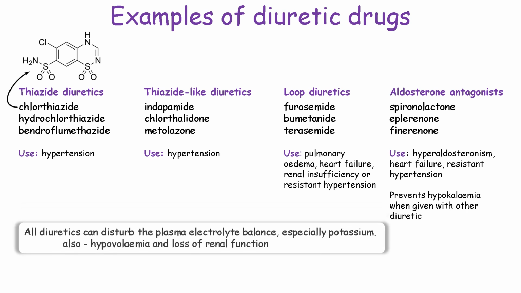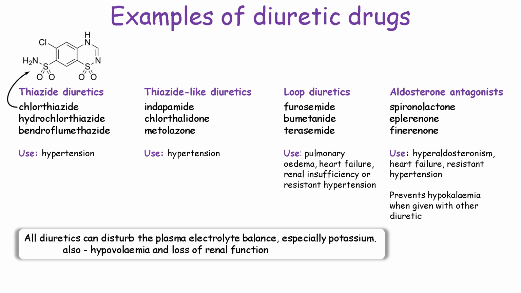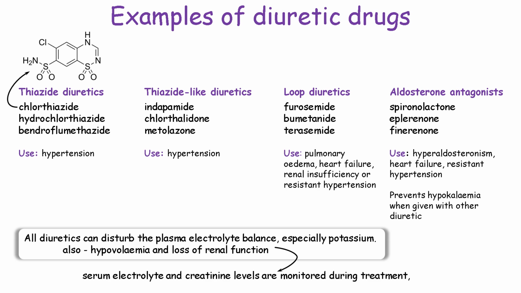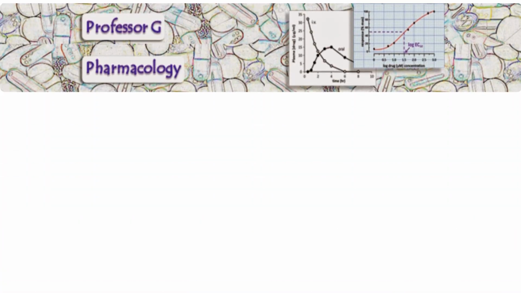All diuretics have the potential to disturb the plasma electrolyte balance, especially potassium, and they can cause hypovolemia, leading to loss of renal function. For these reasons, serum electrolytes and creatinine levels are monitored during treatment.